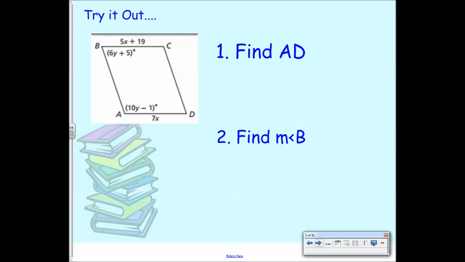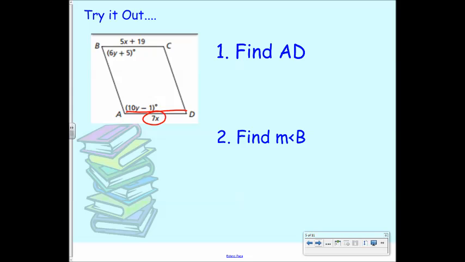So that was a lot of information. How can we use that? Take a look at these try it out problems. The first one says find AD. Is AD an angle or a segment? Good, AD is a segment. It only has 2 letters, so it has to be a segment. And so we're talking about this segment down here. And we know that AD is 7x.